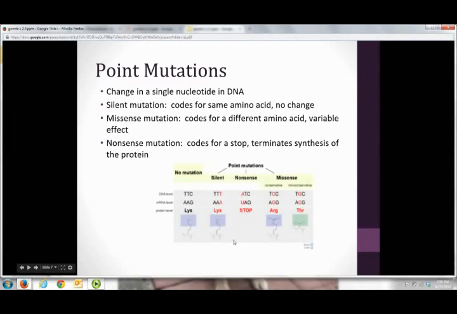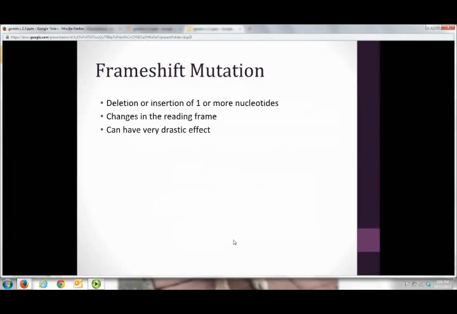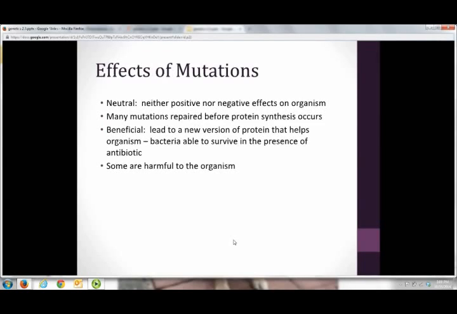With the missense mutation, it's going to end up coding for a different amino acid. This can have a variable effect. It could make a protein that's better, one that's worse, or it could stop it from being made at all. The nonsense mutation is going to code for a stop codon. This ends up terminating the synthesis of the protein early. With the frameshift mutation, you have a deletion or insertion of one or more nucleotides. This is going to change the reading frame of every codon downstream from where that insertion or deletion occurs. These can have very drastic effects because every single amino acid afterwards could be altered.